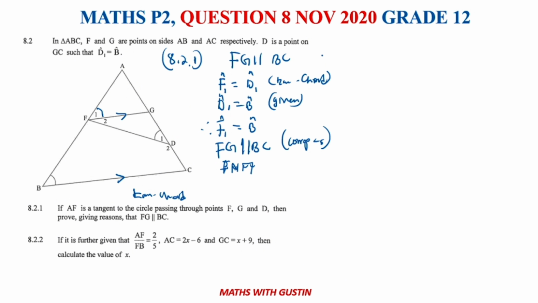Let's move on to 8.2.2. 8.2.2 says here, if it is further given that the ratio AF over FB is equal to 2/5, and AC is equal to 2x minus 6, and GC is equal to x plus 9, then calculate the value of x.